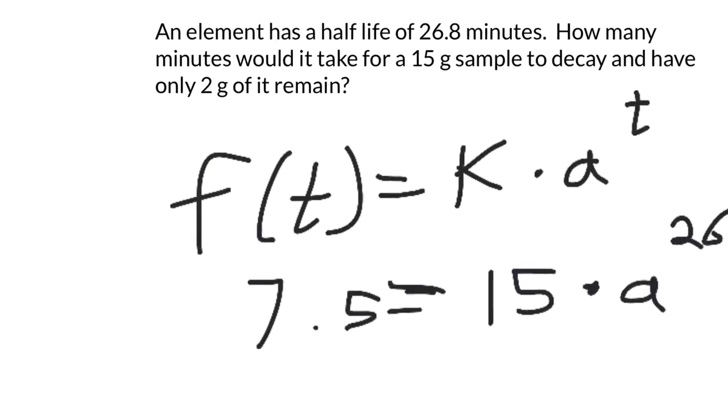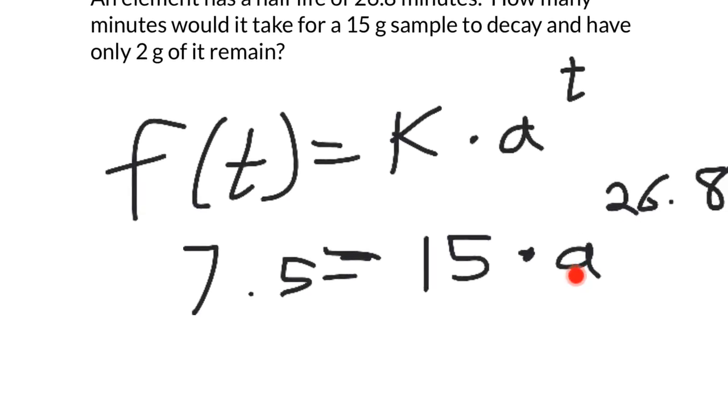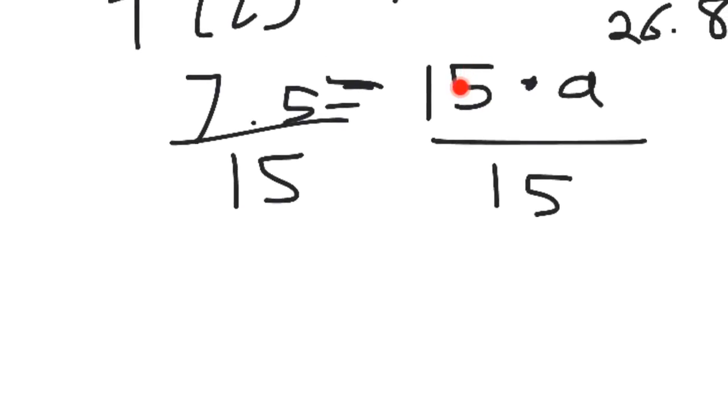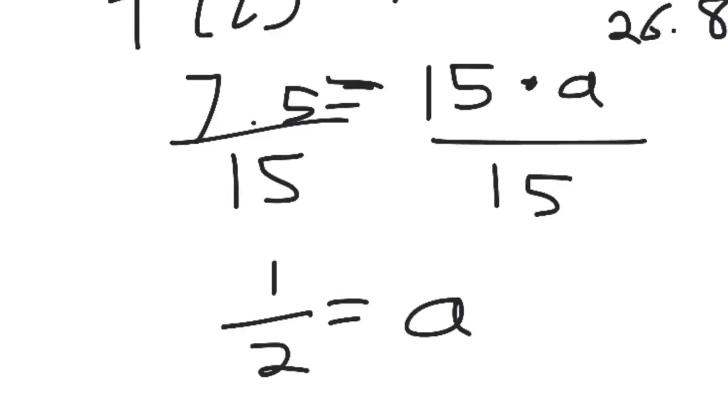So with half-life problems, always start by finding out that exponential rate. To solve for A, you first should get the exponent piece by itself by dividing both sides by 15, because that's 15 times A. You can undo it with division. And you get 1/2 on this side equals A to the 26.8 power.